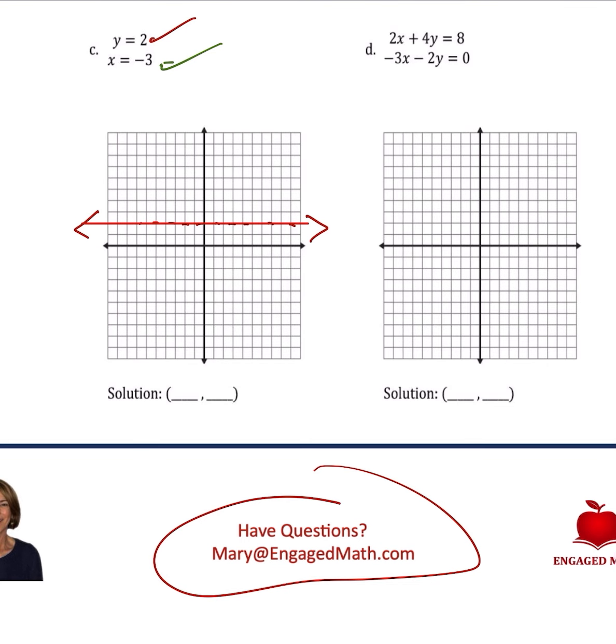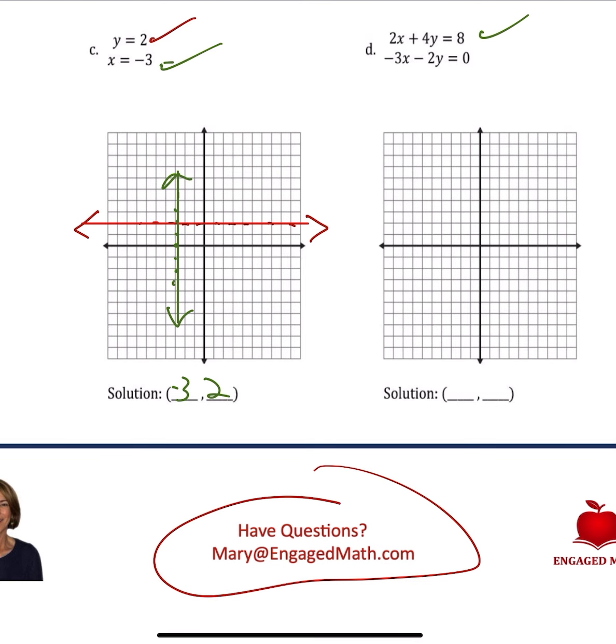Okay, x is equal to -3 must be a vertical line because it's the only way that x would always be equal to -3. And once again, we get a nice straight line. I'm going to put it right through there. It's a tiny bit to the right of -3, but you know exactly what I mean. And we can tell right away that the point of intersection is at -3, 2. Done.